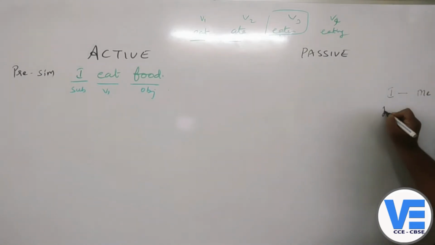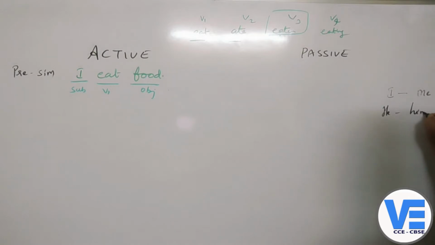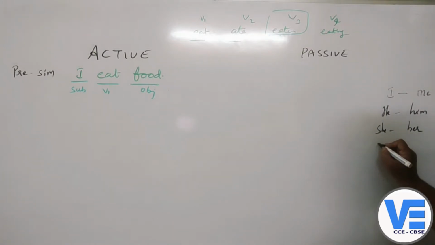And he becomes him. She becomes her. We becomes us. They becomes them. Ravi, if you take the proper noun, it stays as the same.